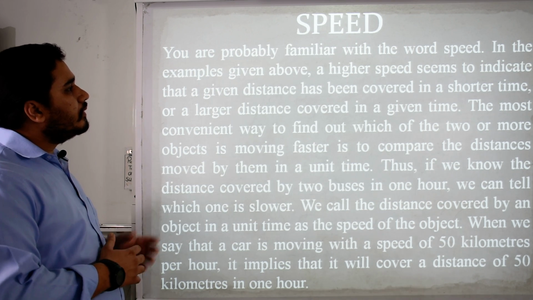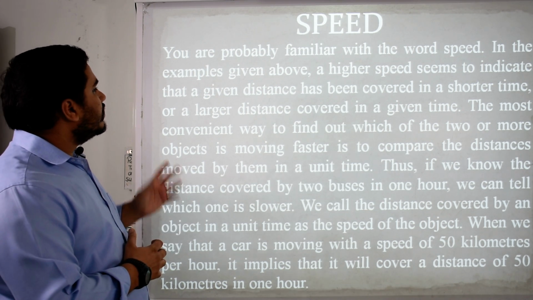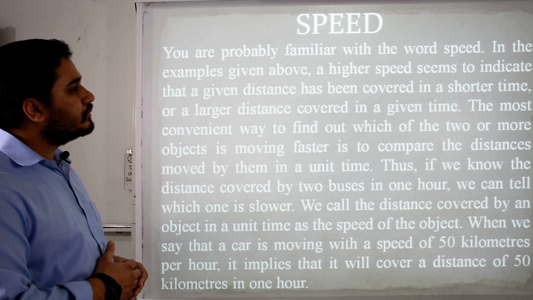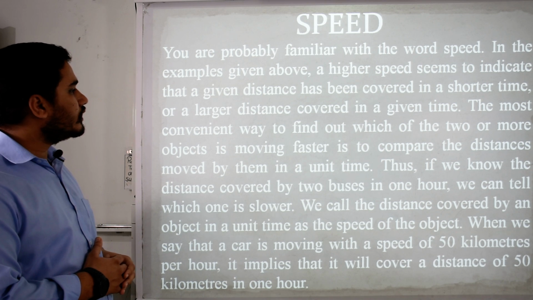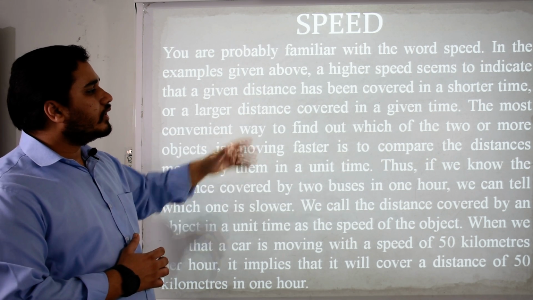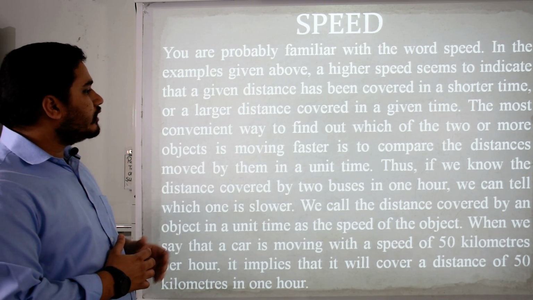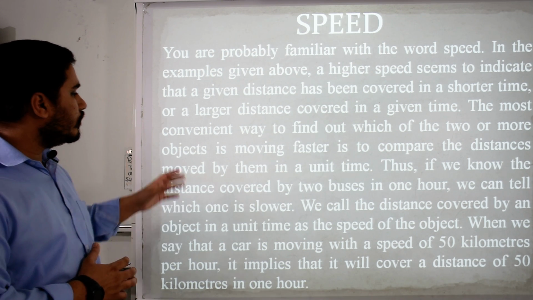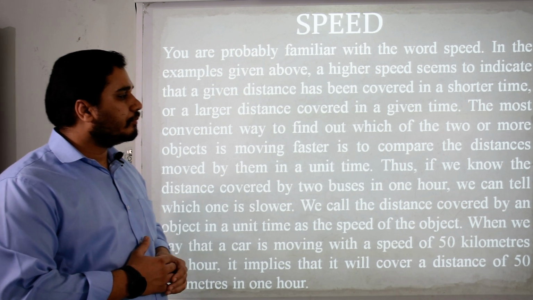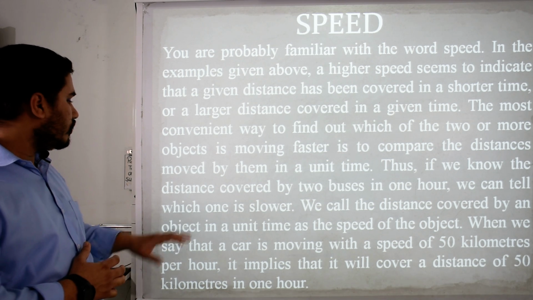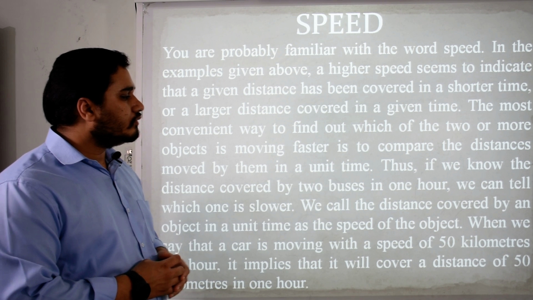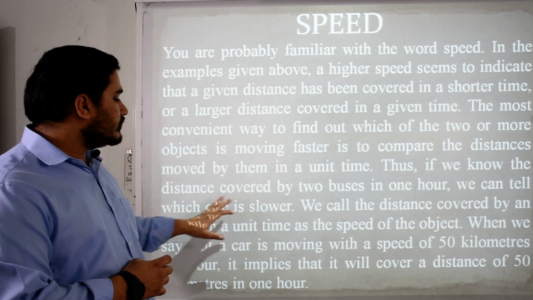Speed. You are probably familiar with the word speed. In the examples given above, a higher speed seems to indicate that the given distance has been covered in a shorter time, or a longer distance covered in a given time. The most convenient way to find out which of two or more objects is moving faster is to compare the distance moved by them in a unit time. Thus, if we know the distance covered by 2 buses in 1 hour, we can tell which one is slower.